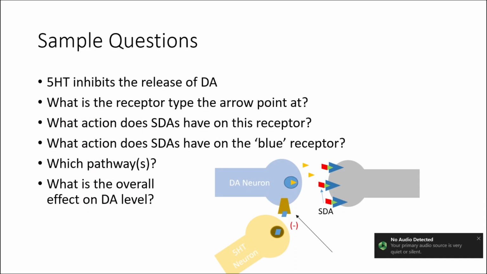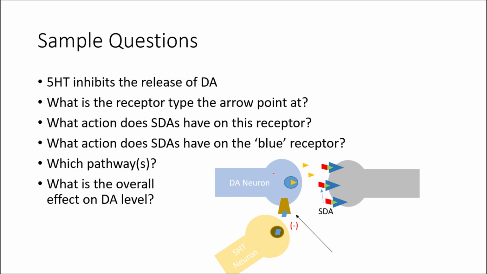Looking at these sample questions, I don't know why it says no audio here. Here are some sample questions depicting some of the antipsychotics. Here we're talking about SDA, serotonin dopamine antagonist. Here is the situation where serotonin is being released from the serotonin-releasing neuron. Normally it has inhibitory actions, binding to dopamine receptors, and here it binds to a serotonin receptor on this dopamine neuron, and it decreases the release of dopamine.